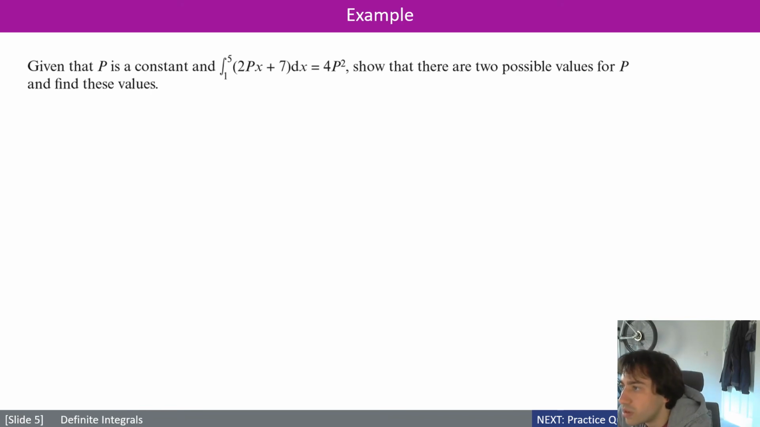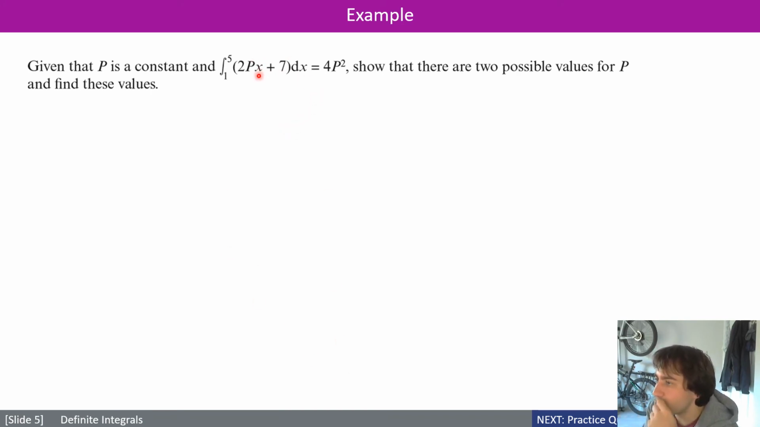So you've been given a definite integral, and we know it's definite because it has the limits. In this case they're 1 and 5, and there's also some unknown constant p within the integral in addition to the usual variable x, and we're told this thing on the left, this definite integral, is apparently equal to 4p squared. Show that there are two possible values for p and find these values. So we don't really need to understand what this really means or where these underlying values have come from. We just want to be able to do the calculation.